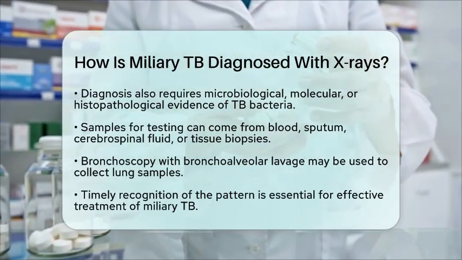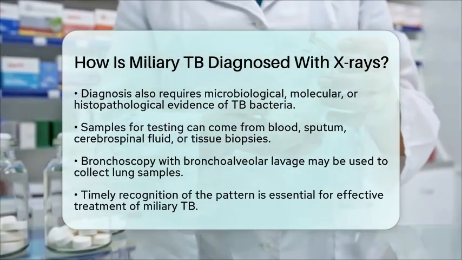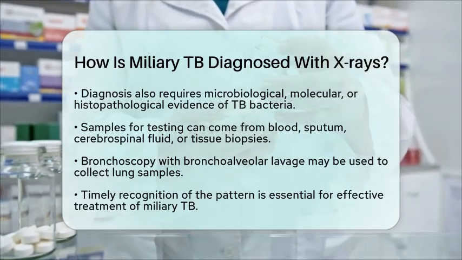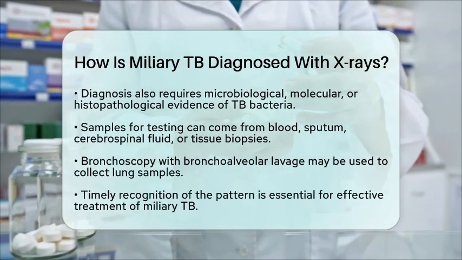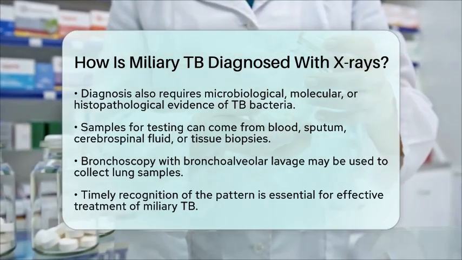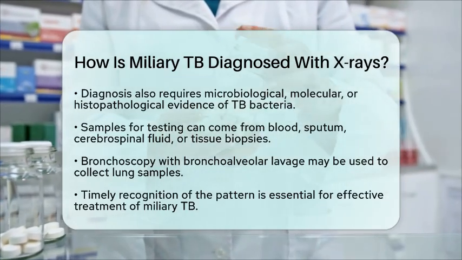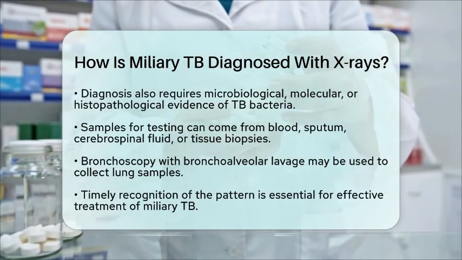In summary, chest X-rays play a crucial role in diagnosing miliary TB by revealing a distinctive pattern of tiny nodules throughout the lungs. This imaging finding, along with clinical symptoms and laboratory confirmation, helps establish the diagnosis. Recognizing this pattern early on is vital for timely treatment of this serious form of tuberculosis.